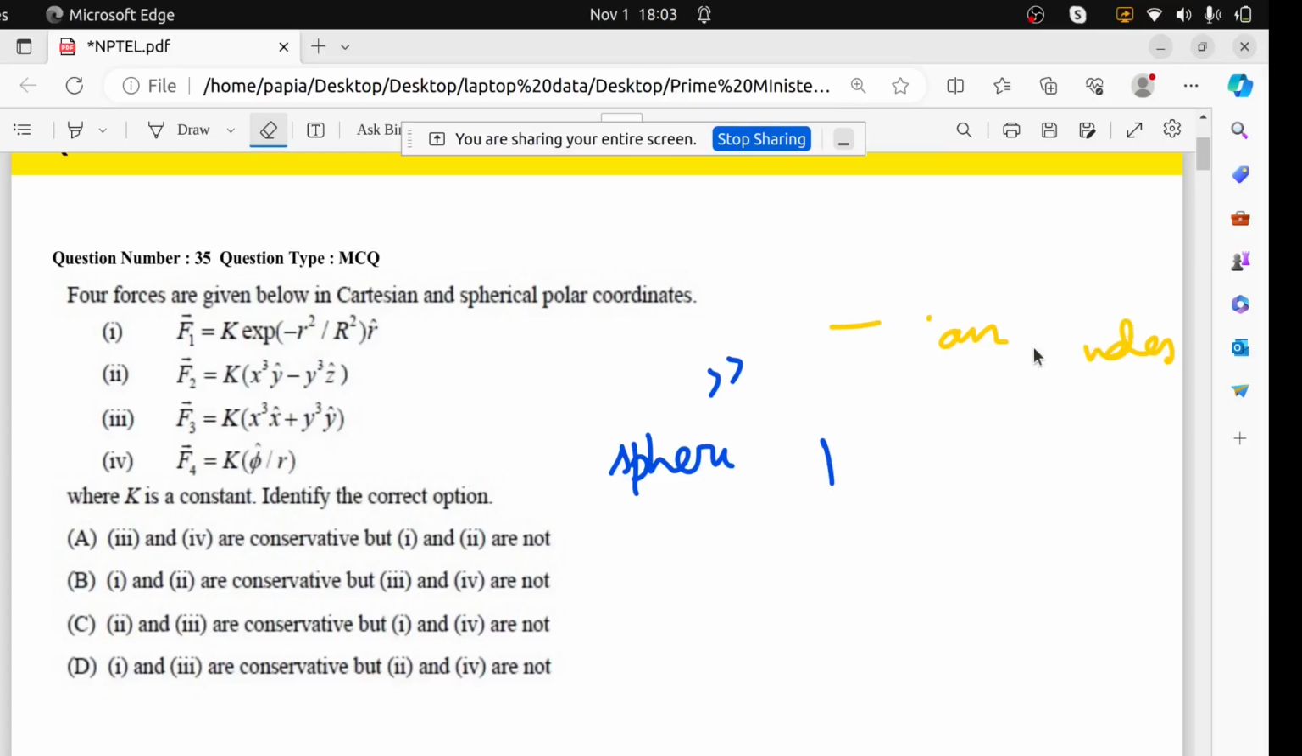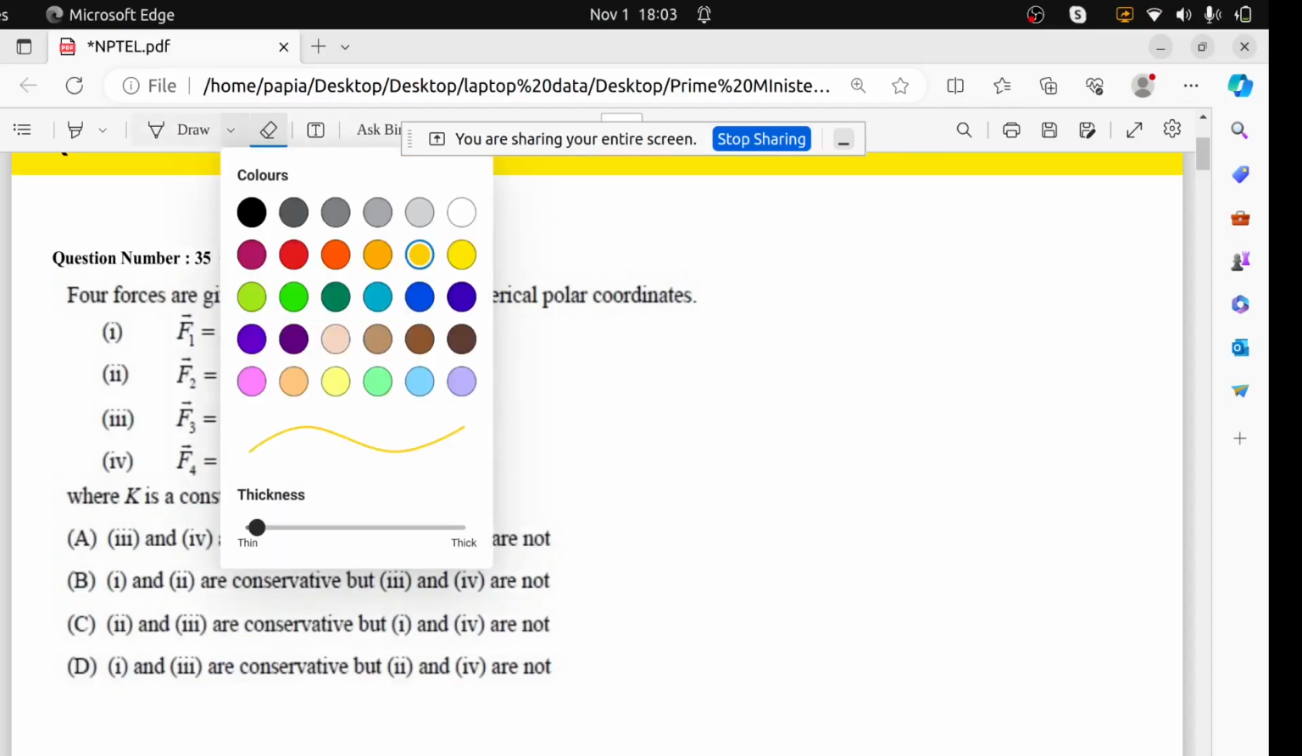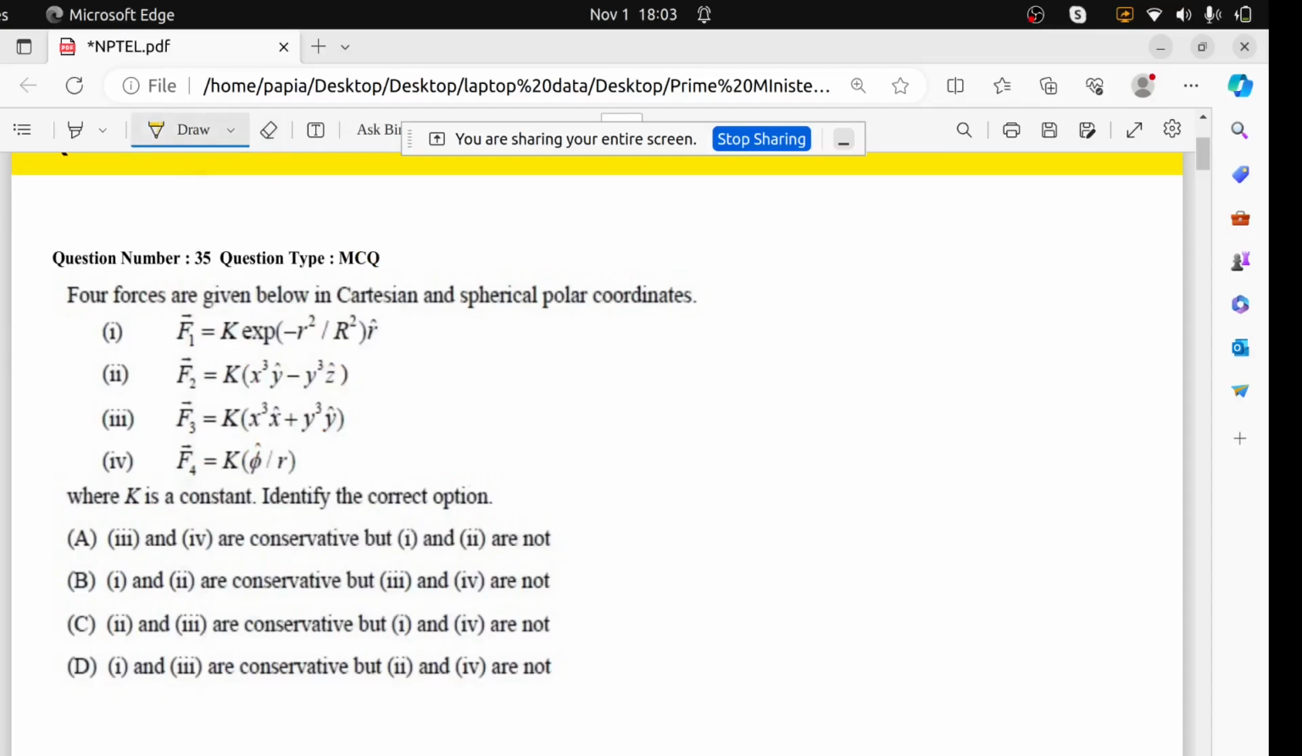So in that first question, the 4 forces are given below in Cartesian and spherical polar coordinates, and we have to identify which one is conservative and which one is non-conservative. So there are 4 forces, F1, F2, F3, F4. It's very simple. So this one is spherical polar coordinates, this one is also spherical polar coordinates, but these 2 are Cartesian coordinates.